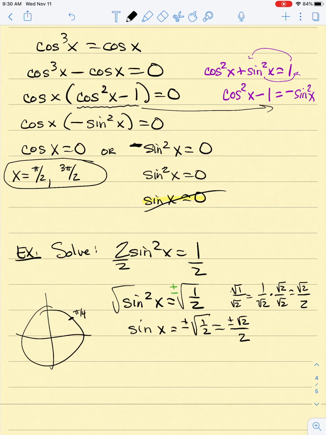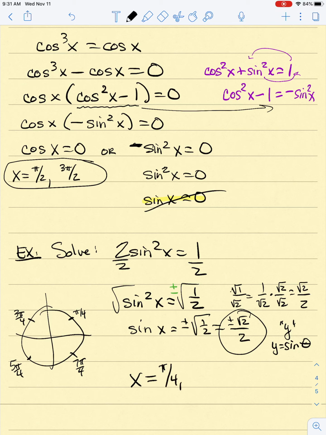At pi over 4, sine is going to be positive square root of 2 over 2. Okay, on around 3 pi over 4, on around 5 pi over 4, and then in the fourth quadrant, 7 pi over 4. That's where you're finding the plus or minus radical 2 for y, because remember, y is the sine. So at the end of the day, solving for x in this equation, it's just those 4 radian values: pi over 4, 3 pi over 4, 5 pi over 4, 7 pi over 4.